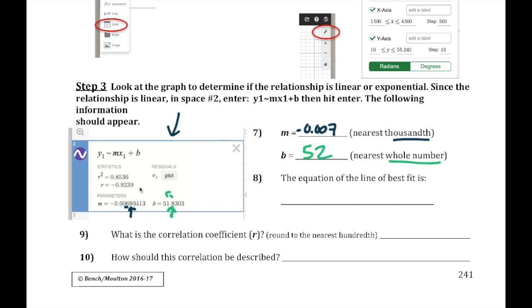Now writing our equation, we're going to put it into slope-intercept form, which is y equals our slope, in our case negative 0.007, times x plus the y-intercept of 52. And so this will be our equation for the line of best fit.